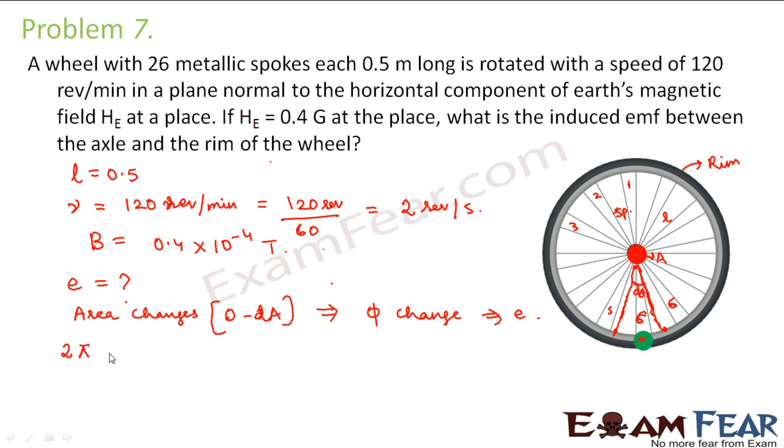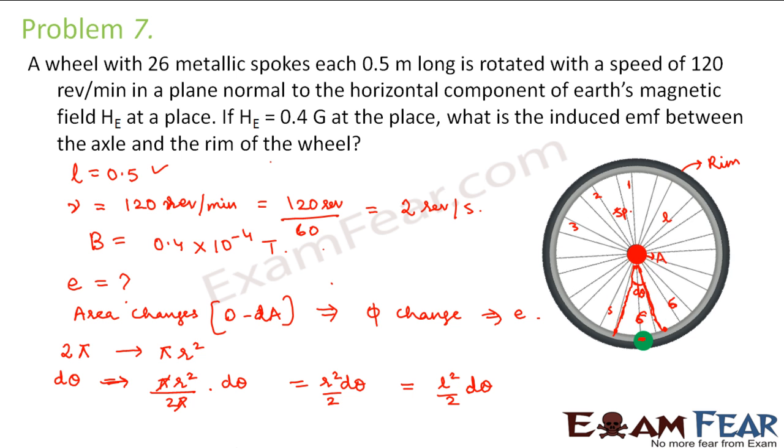So for 2 pi angle corresponds to the total area of this circle, that is pi r square. Therefore, a small angle d theta will correspond to pi r square divided by 2 pi into d theta. So this pi and pi will get cancelled. This is equal to r square by 2 d theta. What is r? That is radius of the circle, that is the same as length of each spoke. So that is equal to L square by 2 d theta. Right?